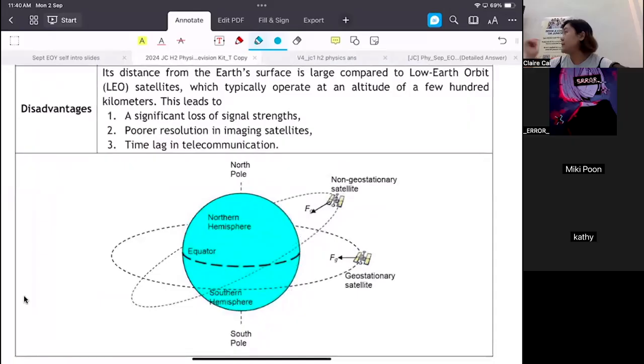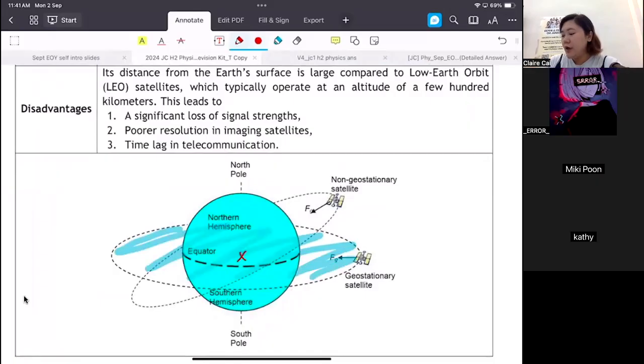So this is actually all explained here already. If it's above the equator, you can see that this plane here will intersect with the center of the Earth. So your FG is always pointed towards the center.